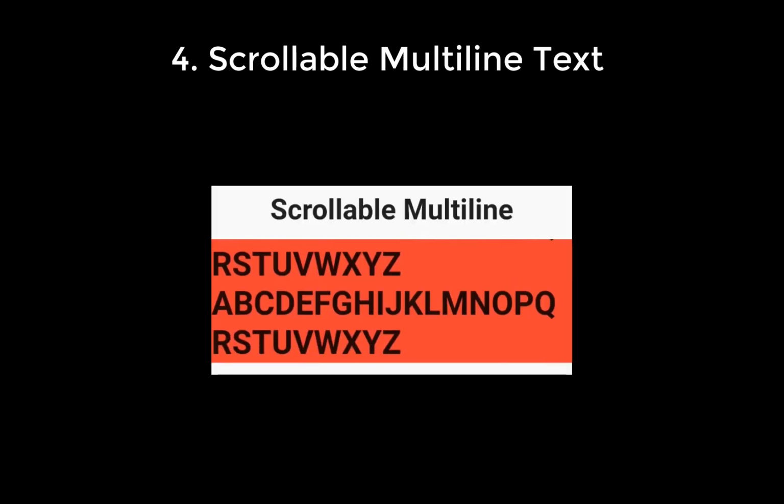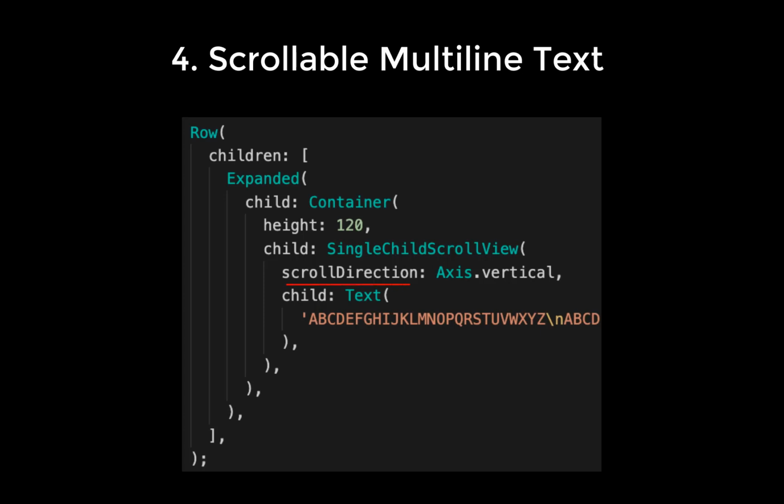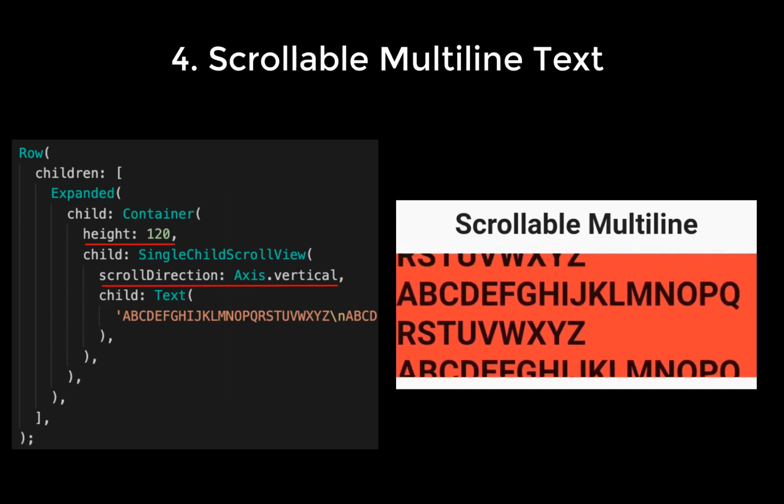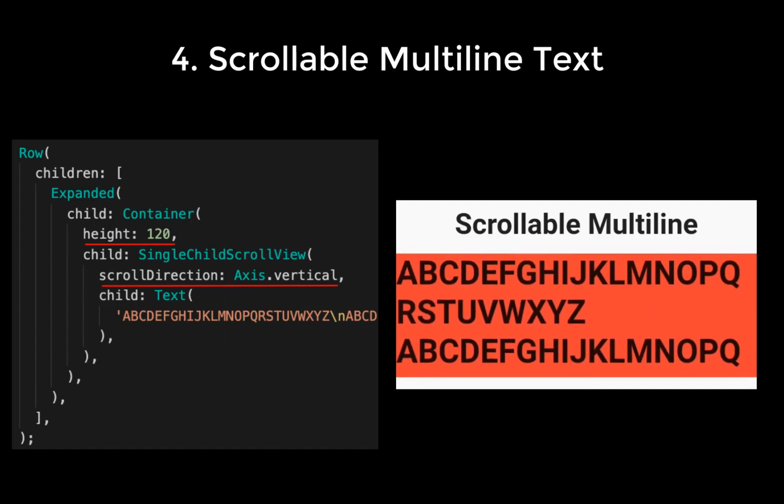And lastly, you can also display the text as a scrollable multiline widget. Simply change the scroll direction to vertical and also wrap a container around it where you need to set the height of your multiline text widget. And with this, you can scroll vertically to see the whole text within your limited container height.